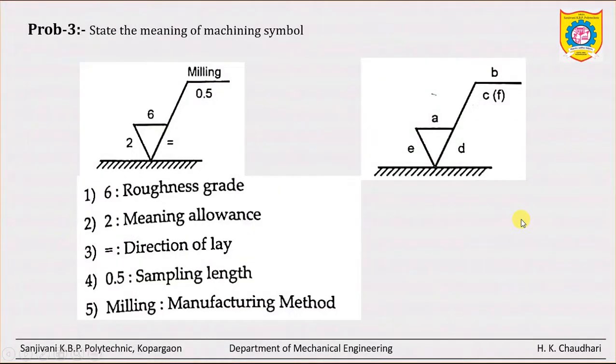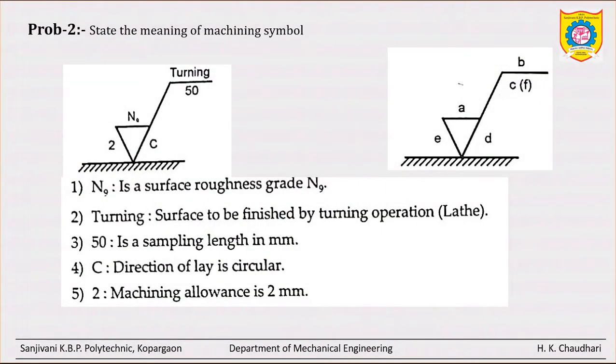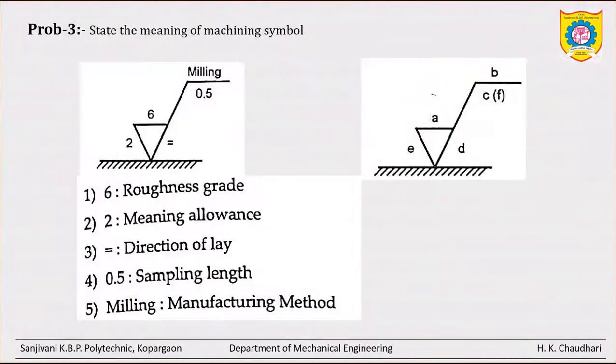Similarly, what is the third one? Now instead of turning as in the previous operation, here in this new problem it is milling. Okay, now again here the value is given instead of the grade. So just compare again with this machining symbol. So what is 6? It is the roughness grade. You can write roughness grade, but roughness value, you can write roughness value.